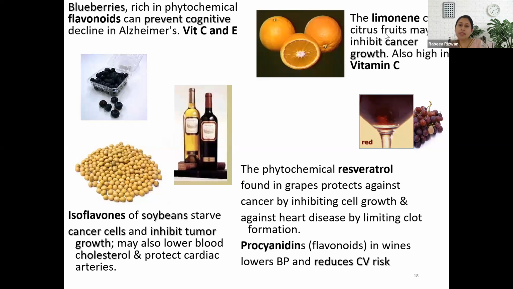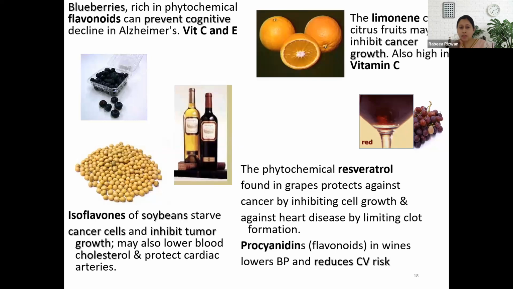Then come the citrus fruits like lemon. They also provide immunity to our body to fight certain infections and germs, and also inhibit cancerous growth in our body cells. They are rich in vitamin C, that is ascorbic acid. That's why they are called citrus fruits. Then isoflavonoids present in soya beans inhibit the growth of cancer cells.